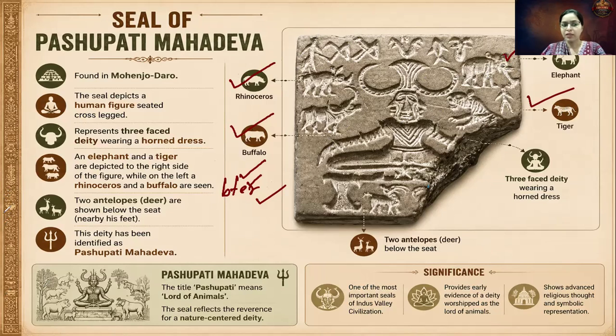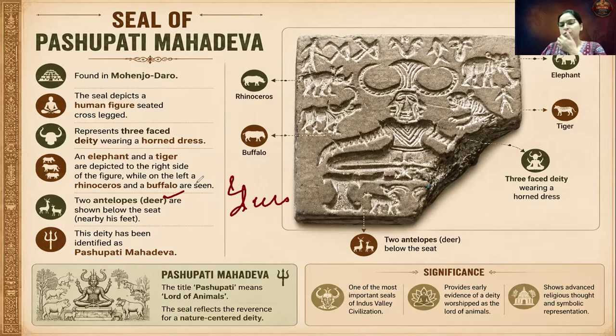The deity is a three-faced deity. Can you see over here? Three faces: a front face and side faces, like Brahma, Vishnu, Mahesh in Hinduism. That is the three-faced deity, which you also need to remember. Apart from that, at the bottom, towards the legs of the deity, there are antelopes. Antelopes are deer, so there is a pair of deer.